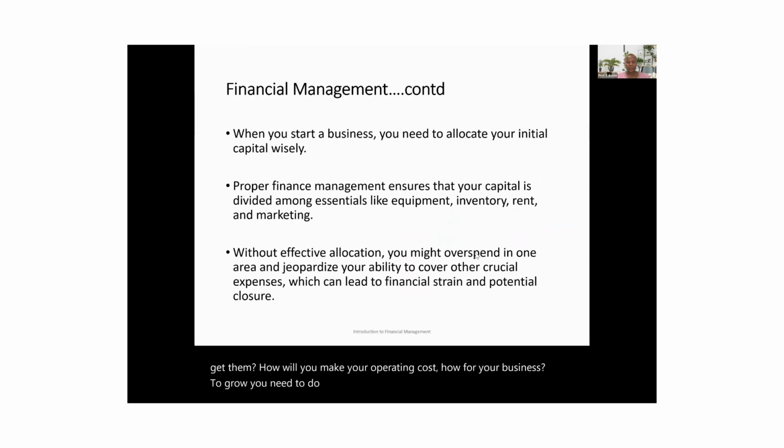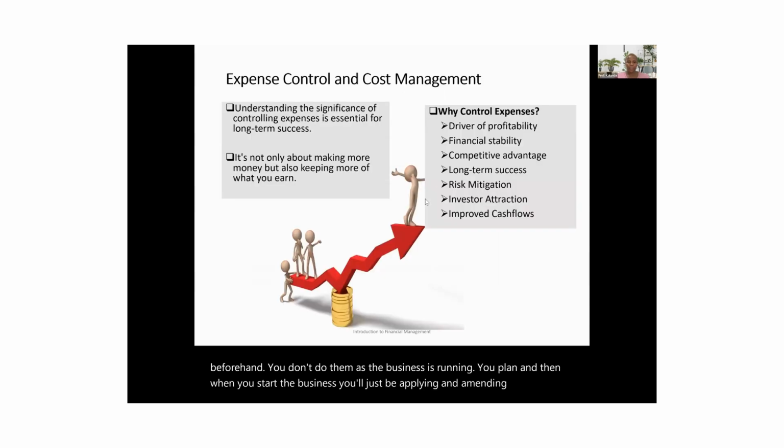Another thing is that if you don't allocate your resources effectively, you are probably going to overspend on some items, and this definitely will jeopardize the ability of your business to grow. So these are things you need to plan. And all these things are done beforehand. You don't do them as the business is running. You plan, and then when you start the business, you'll just be applying and amending where need be.